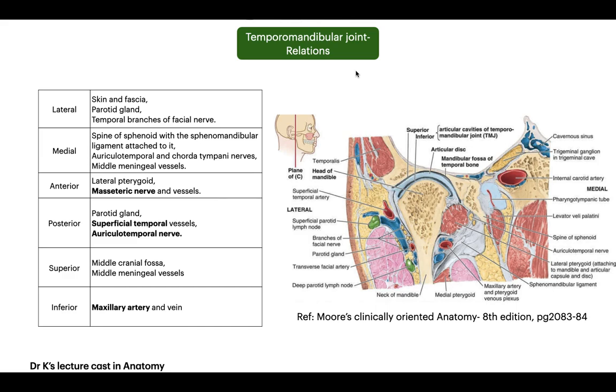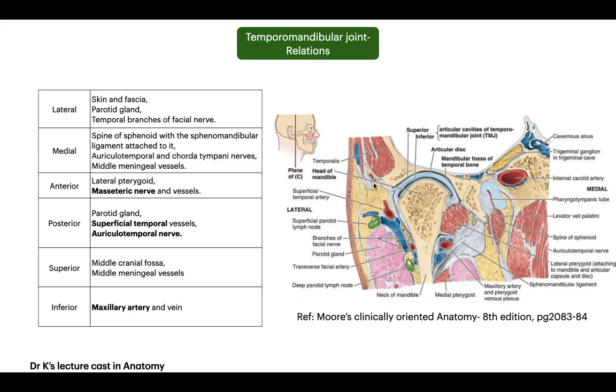Relations of the temporomandibular joint. I used to follow a wonderful clinical anatomy book by Keith Moore. So here, when you take the coronal section through the temporomandibular joint, we can see the relations. Lateral relations cannot be seen because the skin and fascia, part of the parotid gland, and a section of the facial nerve branches are removed here.